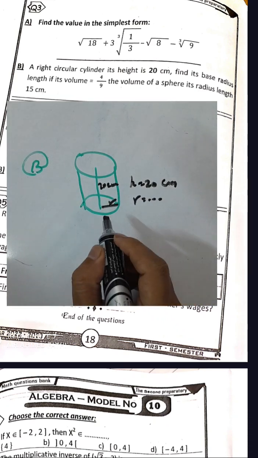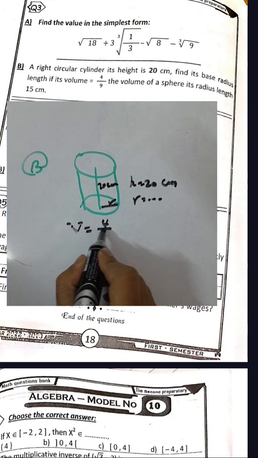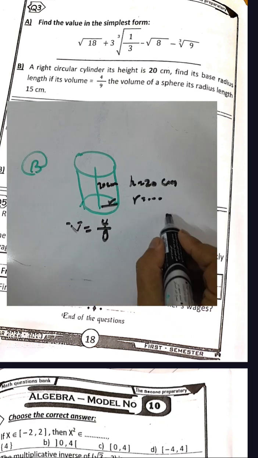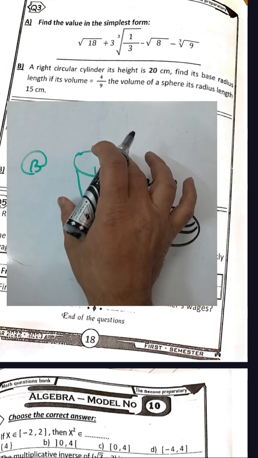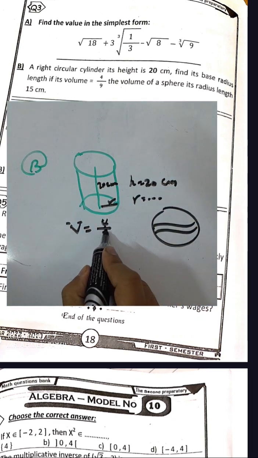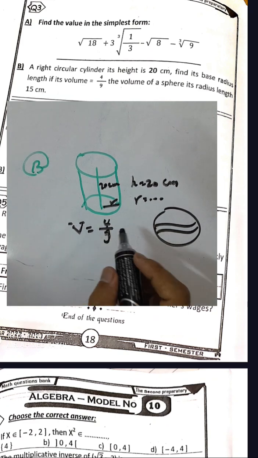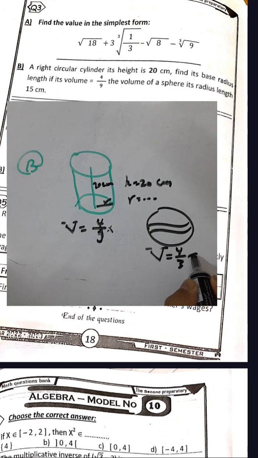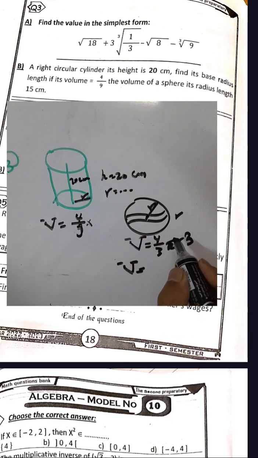Equal what? He gives us the volume equal to 4 over 9, the volume of a sphere, and its radius length. We have the sphere here, and it tells us the volume of the sphere is 4 over 9 times 4 over 9. We know the volume of a sphere equals 4 over 3 times pi r to the power 3. They give us the radius of the sphere. The radius was 15.